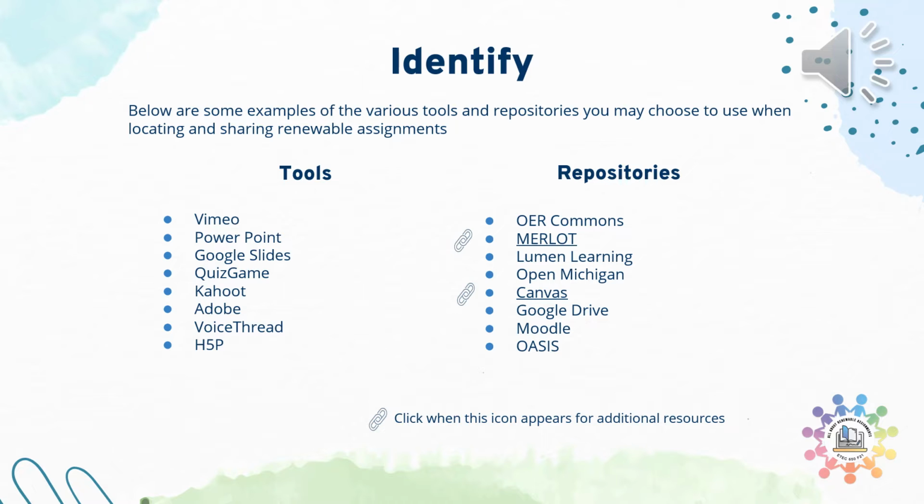Here are some examples of the various tools and repositories you may choose to use when locating and sharing renewable assignments. Tools: Vimeo, PowerPoint, Google Slides, QuizGame, Kahoot, Adobe, VoiceThread, H5P. Repositories: OER Commons, Merlot, Lumen Learning, Open Michigan, Canvas, Google Drive, Moodle, Oasis.